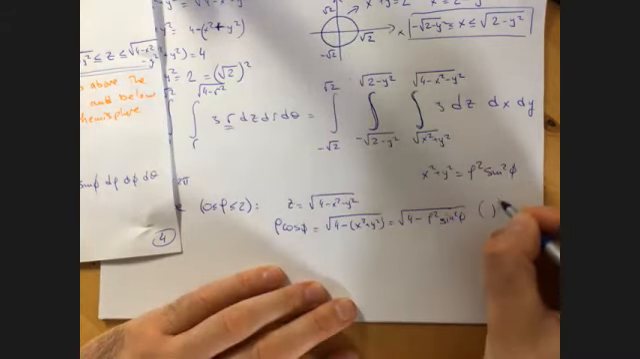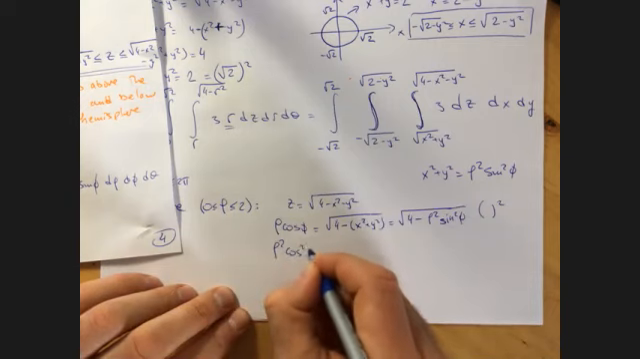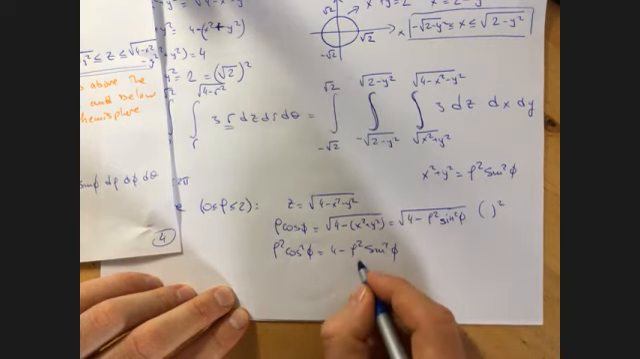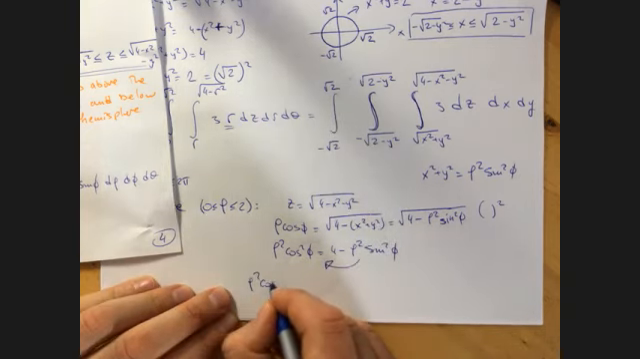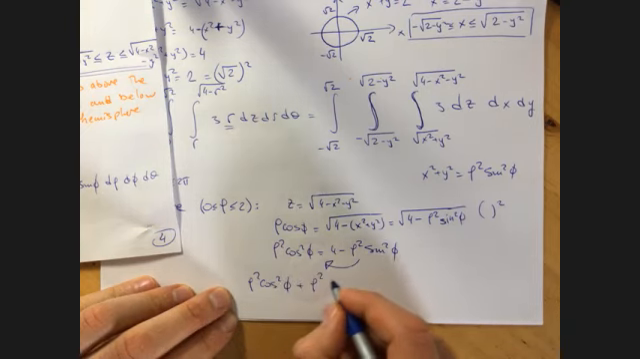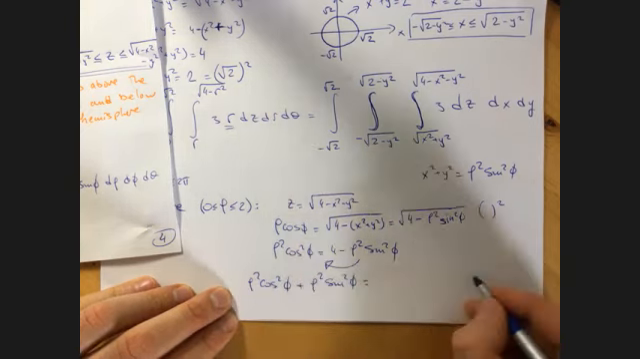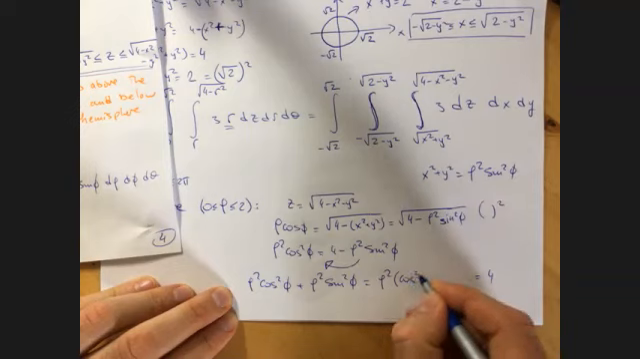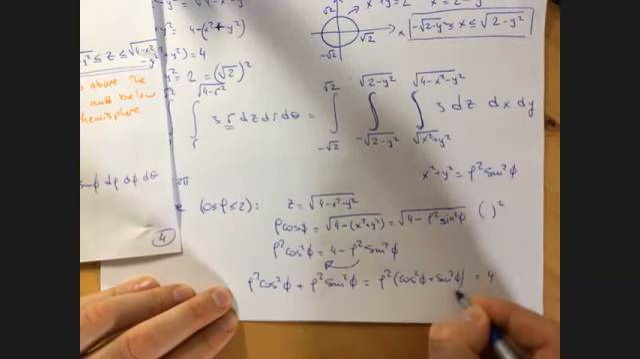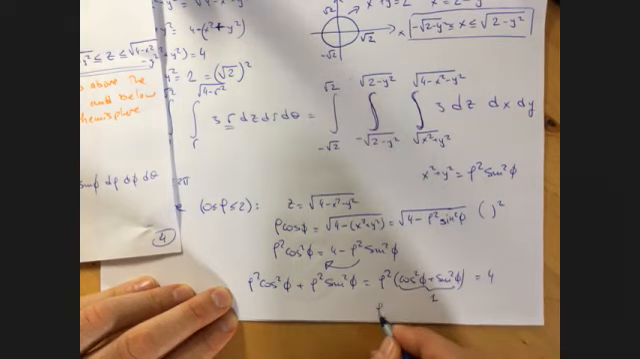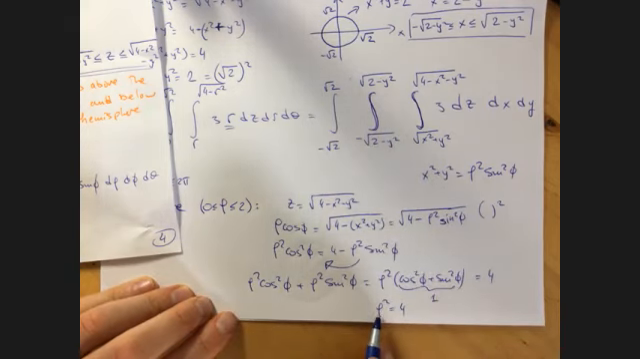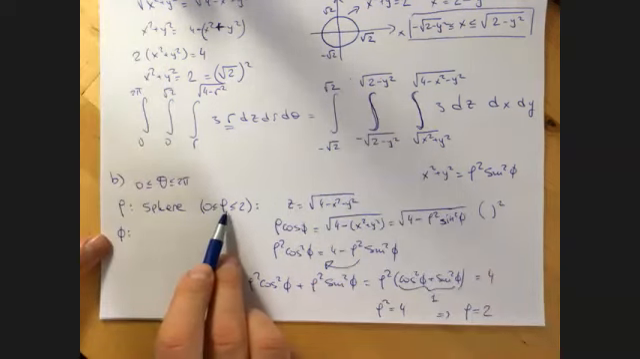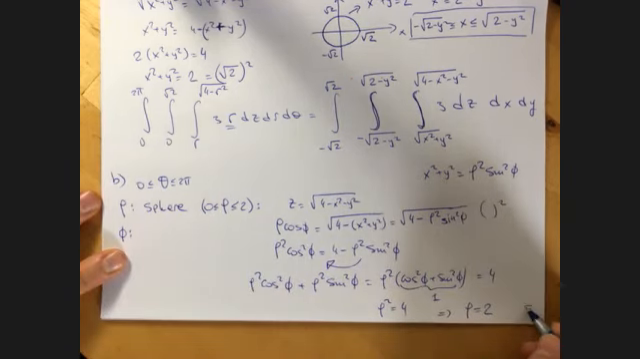Okay, square both sides, you get rho squared cosine squared phi is equal to 4 minus rho squared sine squared phi. Bring this on this side, you get rho squared cosine squared phi plus rho squared sine squared phi being equal to 4. Factor rho squared, you get cosine squared phi plus sine squared phi, which is 1, so rho squared is equal to 4. And rho is positive, which means that rho is equal to 2, right? So the upper limit of the radius is 2.